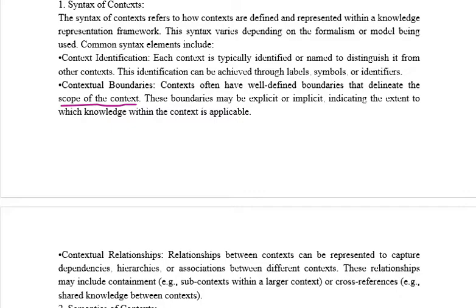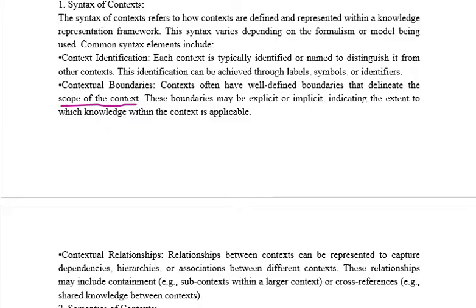So what is context identification? We have to give some specified names to identify whether a particular context is there or not. To identify the particular context easily, we have to specify it with a name. What is the contextual boundary? What is the main scope, to what extent we have to go, and that is known as a contextual boundary. Next, contextual relationship means the relation between the two contexts.